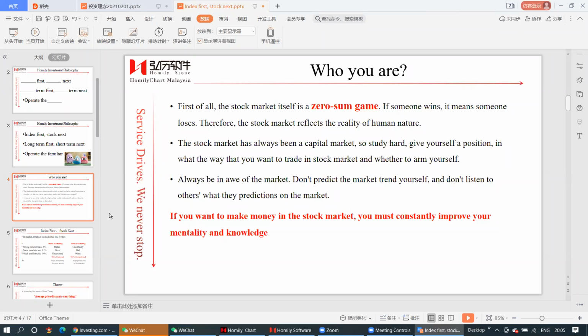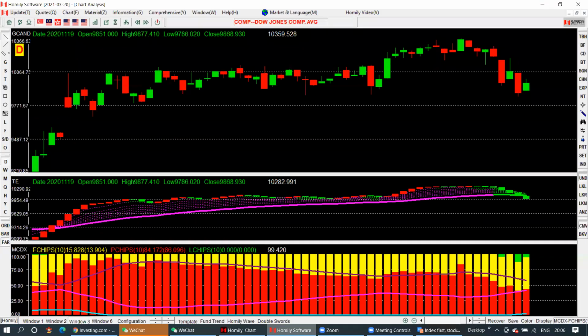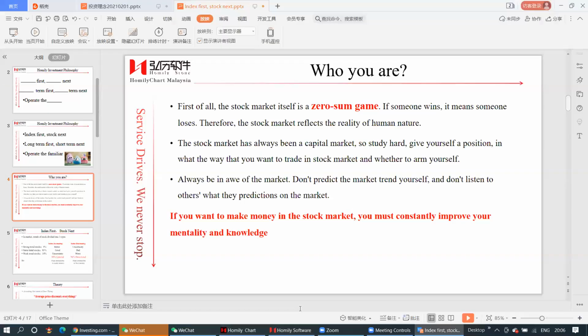Here, we always need to be aware in the market. Don't try to be too smart and say, okay, I feel the market currently is like this. Don't go by fear. Please do it based on all the data and the chart that you can see here. Don't predict the market trend by yourself, and don't listen to what others predict about the market. We always say, please base it on the chart, and then we go and do our trading.